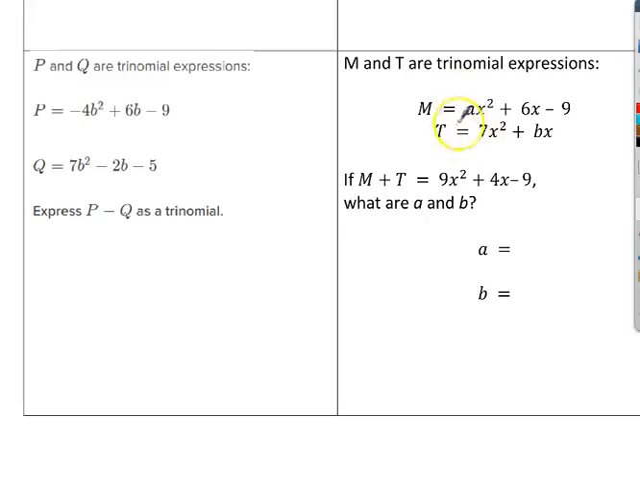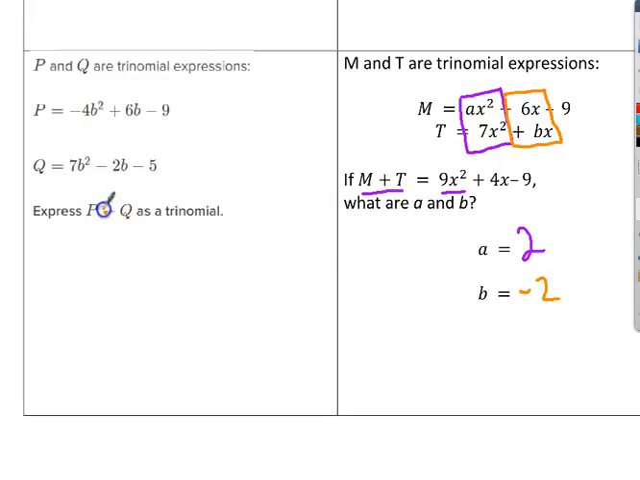Alright, for this one, I'm doing m plus t makes 9, so I add these 2 quantities, and that makes 9. A plus 7 makes 9, so a was 2. And then I add the x term, 6 plus b. 6 plus b is 4, and so that was negative 2.